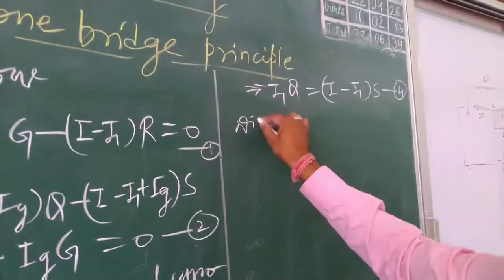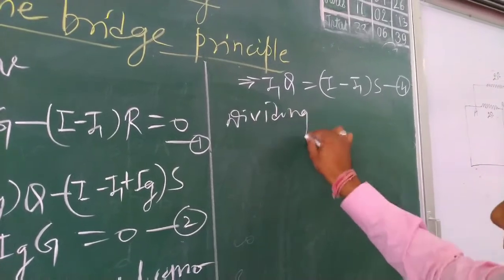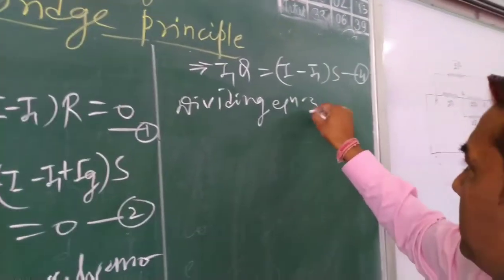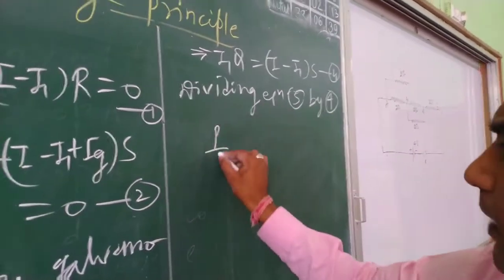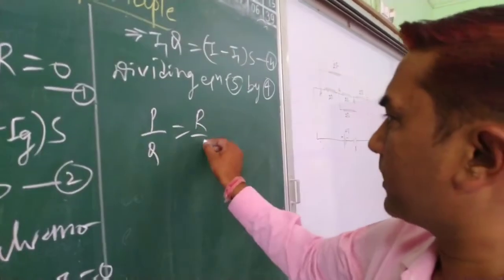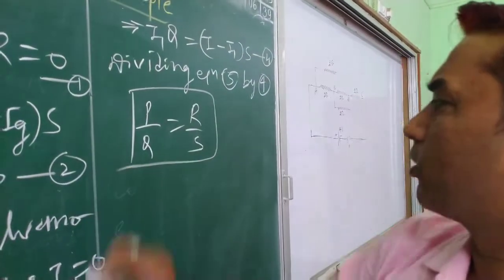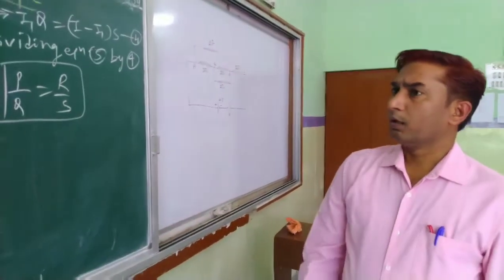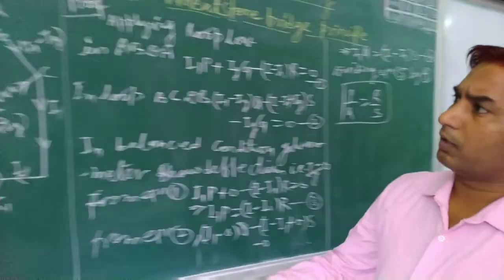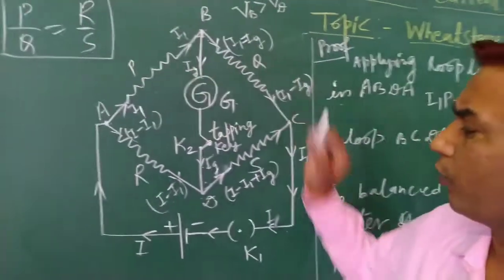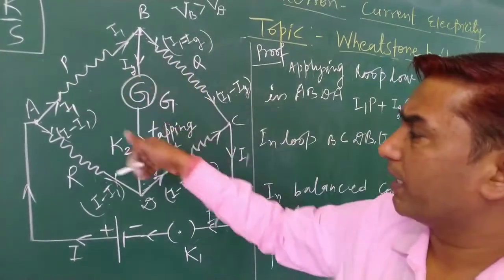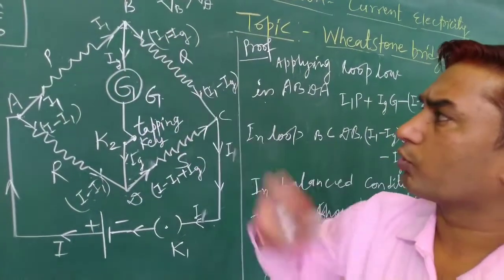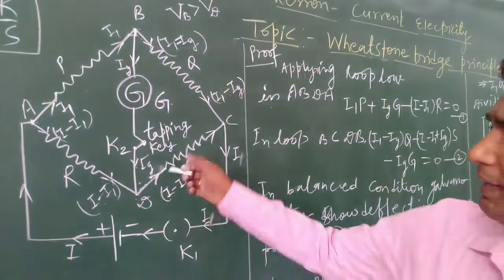Now dividing equation 3 by 4, we get P by Q equal to R by S, which is the balanced Wheatstone bridge condition. It means if the ratio of P by Q equals the ratio of R by S, then we say that the bridge is in balanced condition and no current flows through the arm BD.